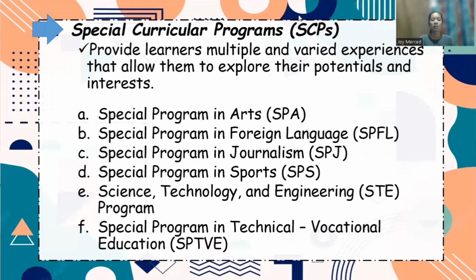The next is the Special Program in Sports, or SPS. This is offered to learners who want to develop their talents in different sport disciplines. So SPS provides training for athletes to be able to compete in national and international sports competitions. Schools that offer SPS should have a minimum of 5 individual or dual sports such as archery, arnis, badminton, chess, volleyball, gymnastics, and table tennis.